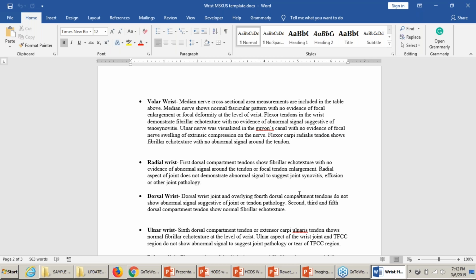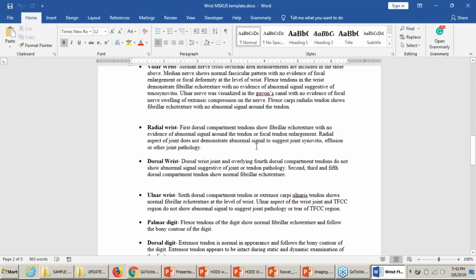The first dorsal compartment is actually the radial aspect of the wrist. So I have the volar wrist, where I have the median nerve, structures of the carpal tunnel, the joint, and structures outside the carpal tunnel like the ulnar nerve and flexor carpi radialis tendon. And then on the radial side, I have mentioned the radial aspect of the joint as well as the first dorsal compartment, because that is the radial side of the wrist. So the first dorsal compartment can be included on the radial side.